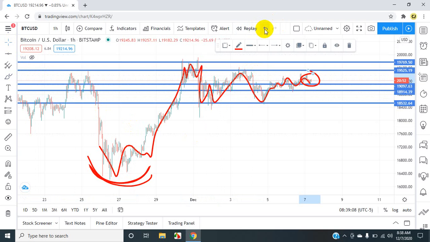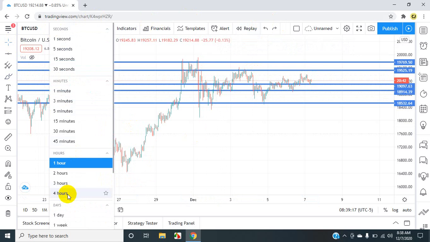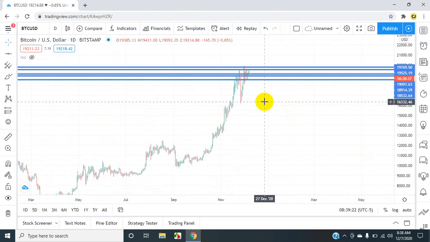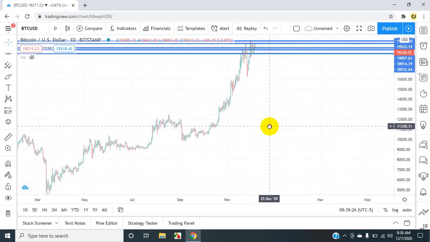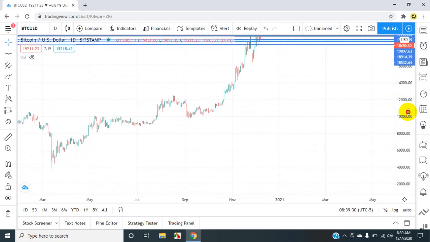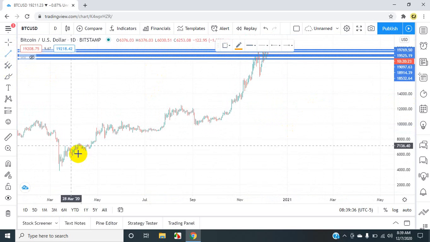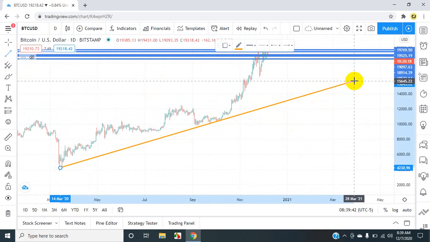Let's clear our boards. So we got our SR lines down. Now let's go to the 1 day. So on the 1 day, let's look at our overall trend. Our overall trend on the 1 day is exactly what we see. Grab the trend lines, and that is an overall uptrend. So it's in an uptrend.